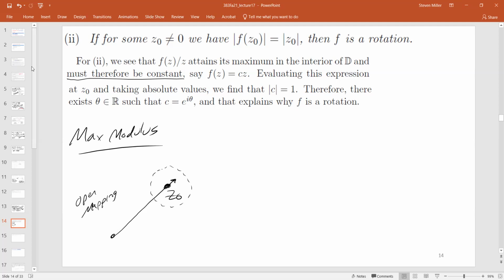And so now the rest of the proof is standard. So we then get that, since f is not constant, f of z over z itself has to be constant. And if f of z over z is constant, let's call that constant c. The only possibility for c is it has to be 1 in absolute value. And so if c has to be 1 in absolute value, we can write it as e to the i theta, and therefore it's a rotation.